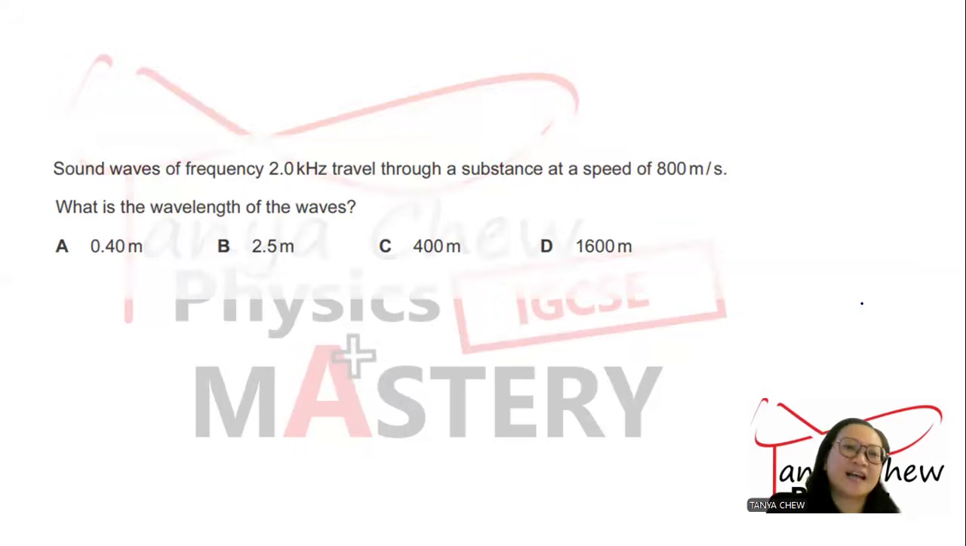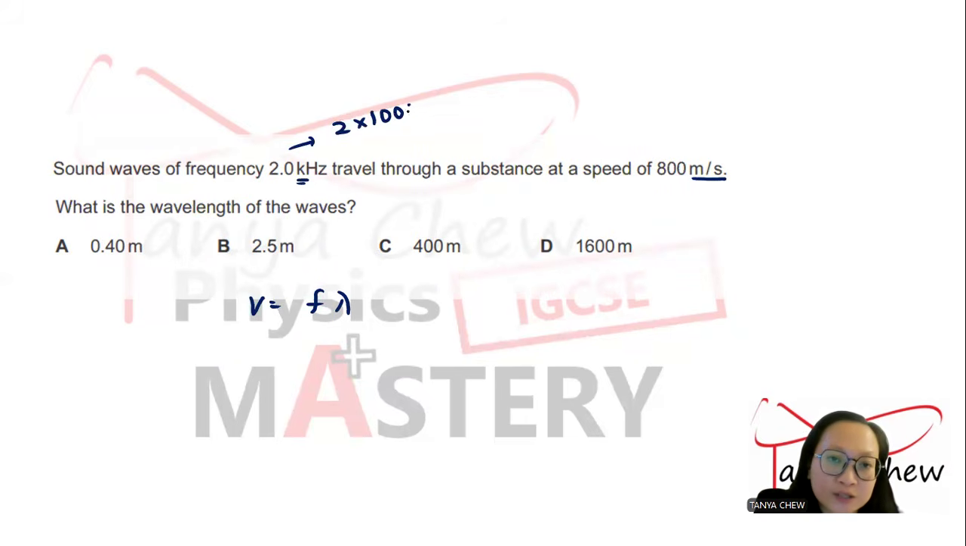Now, look at this. Sound waves of frequency 2 kilohertz travel through a substance at a speed of 800 meters per second. What is the wavelength of the wave? When they give you the frequency and the wave speed, always use v equals f lambda. So the wave speed is in meter per second. Look at the frequency, kilo. You have to change that. So 1 kilo is 1,000. So times 1,000, you get 2,000 hertz.